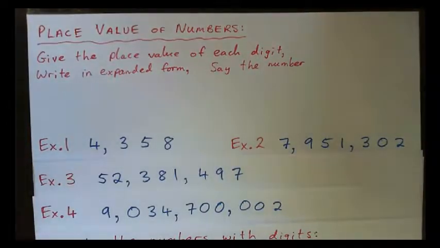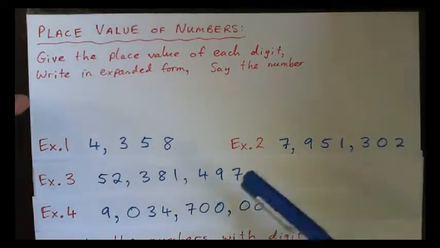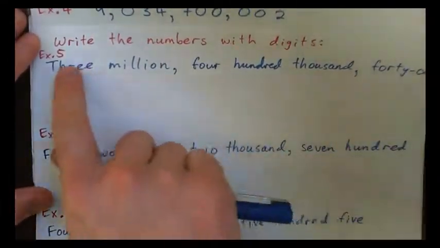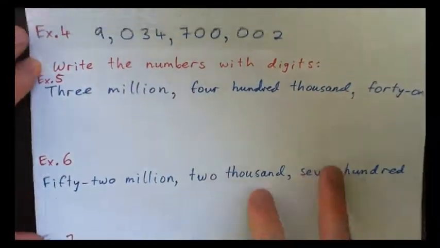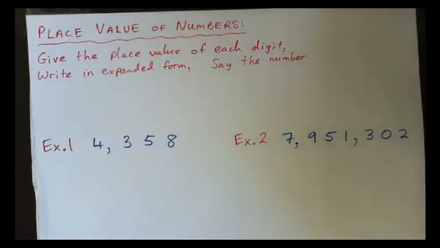In this video, we're going to go over the place value of numbers. We're going to give the place value of each digit, write an expanded form, and say the number. So we'll do these four examples, and then examples 5 to 7, I'll just get you to write these numbers with digits. So let's start with example 1, and say that number.